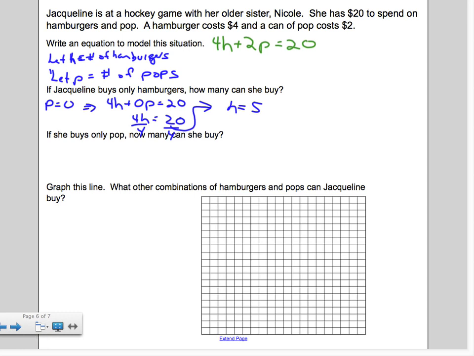So likewise, if she only buys pop, Matt gave his answer already when we asked it. So we're doing something the opposite. So here, H is equal to 0. So therefore, 0H plus 2P is equal to 20. Well, here it's just left with 2P is equal to 20. Divide both sides by 2. And left with P is equal to 10. So therefore, 10 pops. Who would want to buy 10 cans of pop?